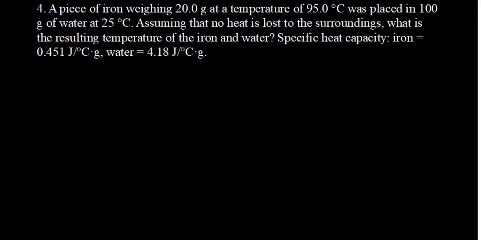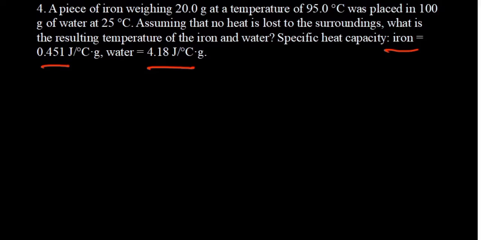Alright, question 4. A piece of iron weighing 20 grams at a temperature of 95 degrees Celsius was placed in 100 grams of water at 25 degrees Celsius. Assuming that no heat is lost to the surroundings, what is the resulting temperature of the iron and water? So in this question, like a previous question, we are given two different materials, iron and water, which have different specific heat capacities. So the same formula is going to work. What we're trying to determine is the final temperature, because they are saying the resulting temperature.